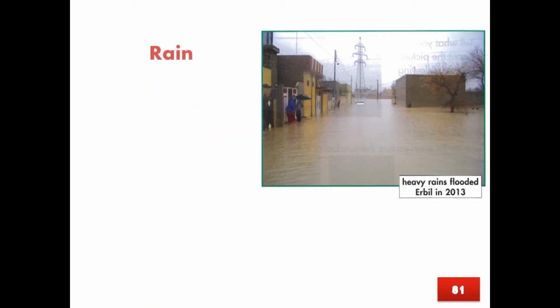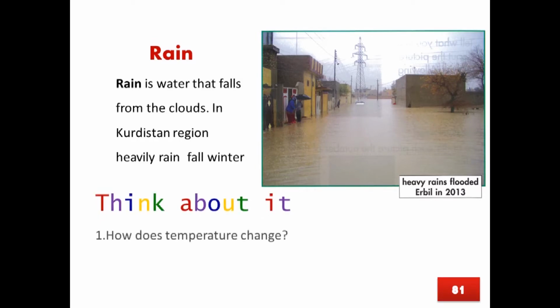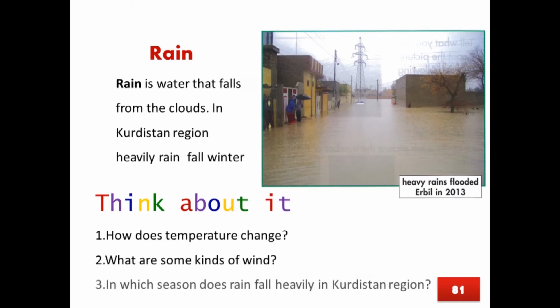Page 81. Rain. Rain is water that falls from the clouds. In Kurdistan region, heavy rain falls in winter. Heavy rains flooded Erbil in 2013.